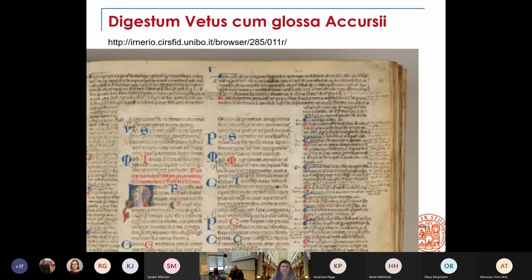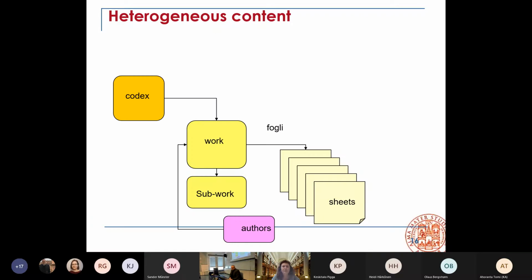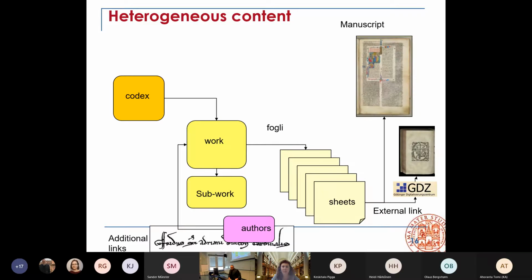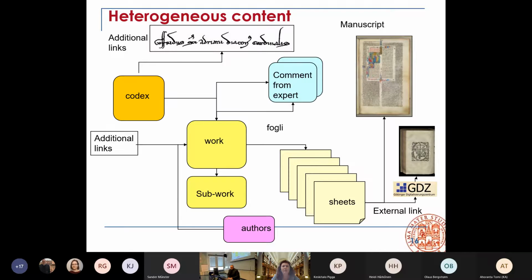So nowadays, there is no mature model in Europeana for managing this kind of important information for the lawyers or the experts of law manuscripts, and they're so relevant. So this situation is more complex. Apart from these, we have the Codex. The Codex is composed of different works.